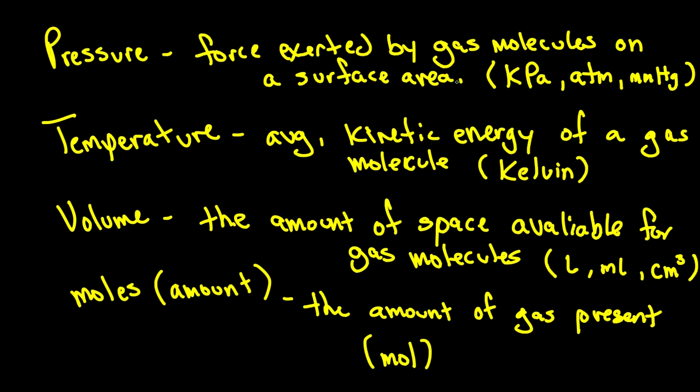So all four of these variables are going to be studied in our gas laws. Our four basic gas laws will hold two of these variables constant or unchanging, so we can then observe the effects of the other two variables on each other. So if I wanted to study how temperature affects pressure, I need to have volume and moles held constant. So as I increase or decrease the temperature, I can then observe what happens to the pressure. So our four gas laws are going to do exactly that.